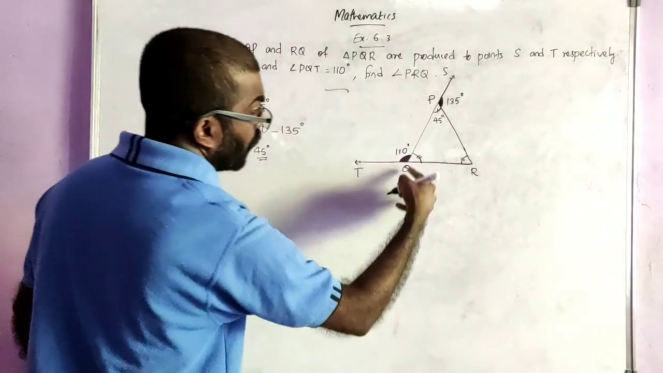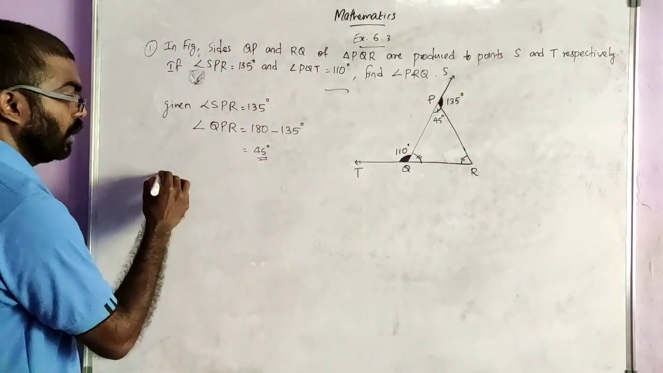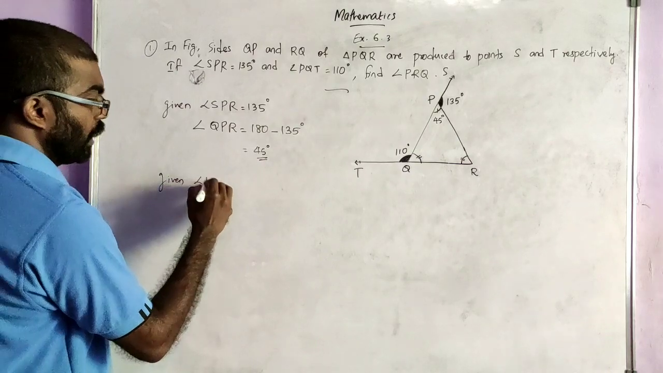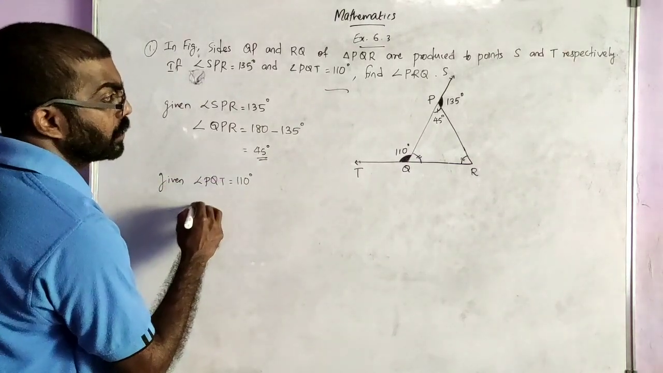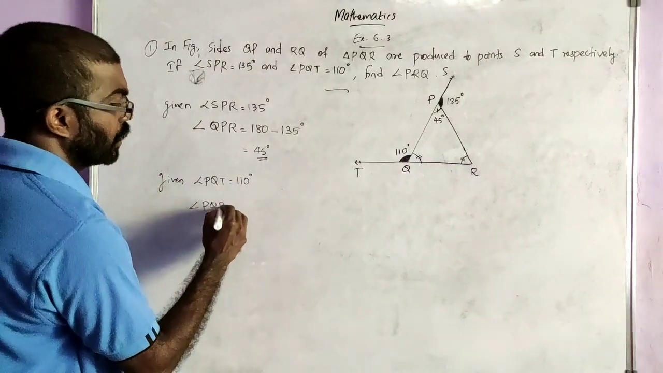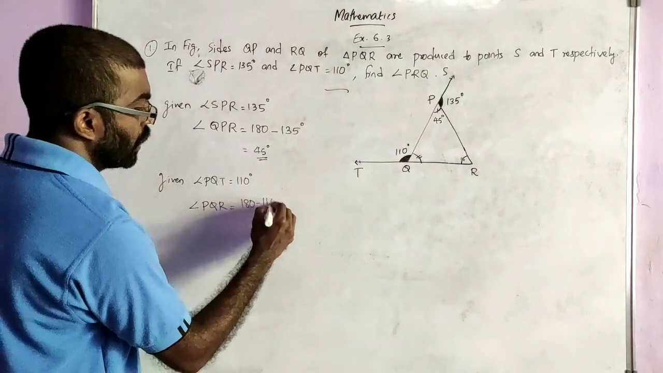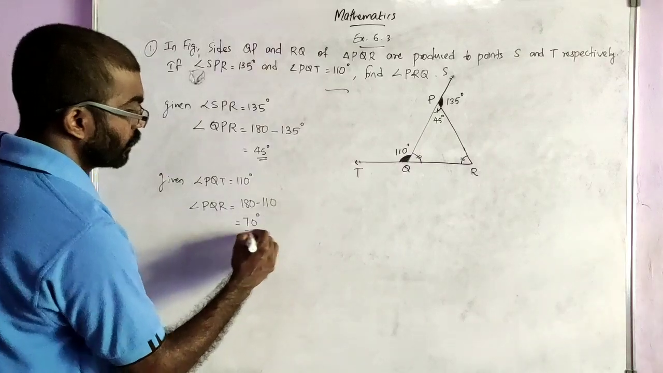Now we can find angle PQR. We are given angle PQT. So given angle PQT is equal to 110 degree. From this we can write angle PQR is equal to 180 minus 110, which gives 70 degree.